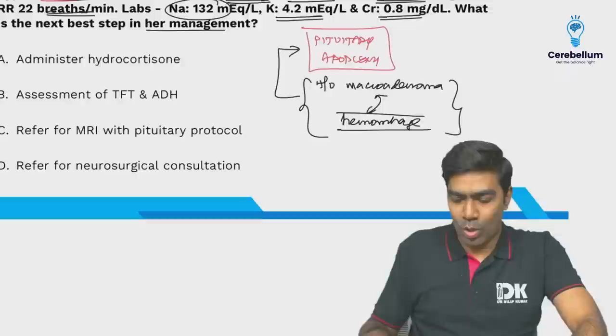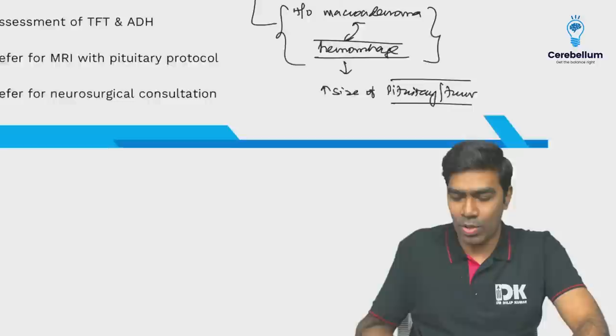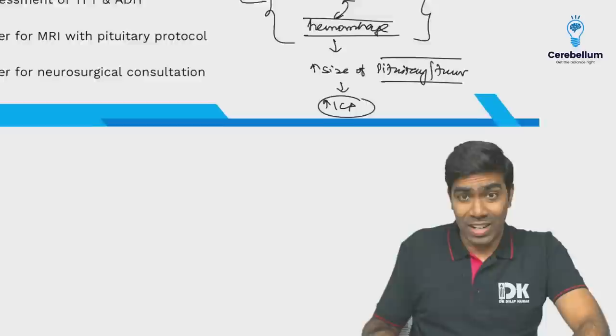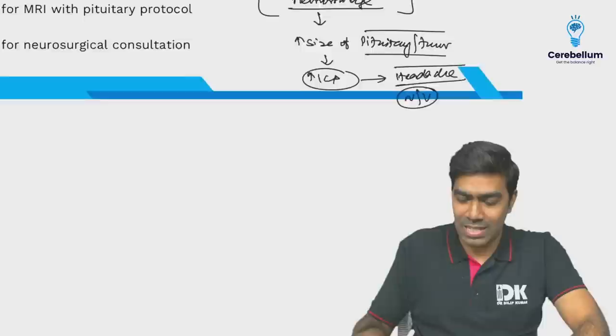apoplexy. So what occurs, this hemorrhage is going to suddenly increase the size of the pituitary and the tumor. Sudden increase in size of the pituitary and the tumor is going to result in raised intracranial pressure. Because of raised ICP, sudden increase, you don't have adaptation. So patient is going to present with headache. Patient is going to have nausea, vomiting because of raised ICP. And patients can even have altered mental status.